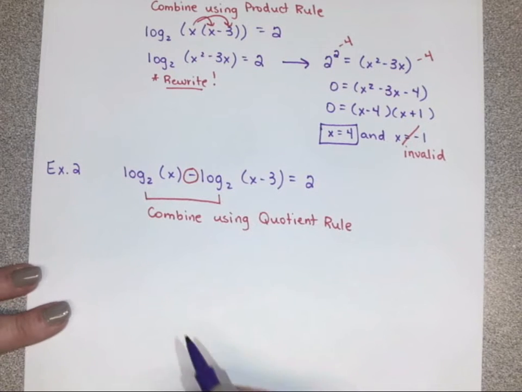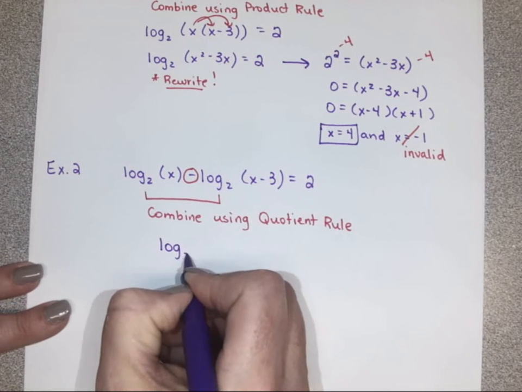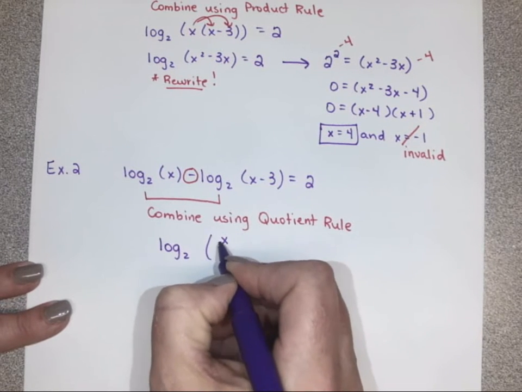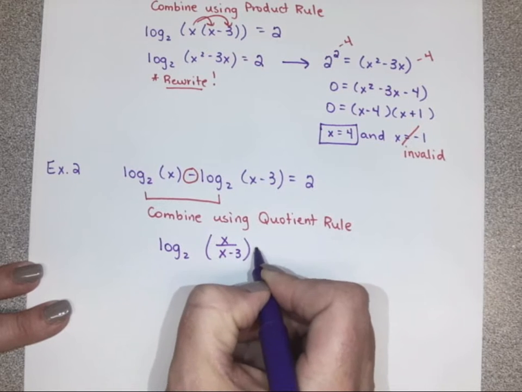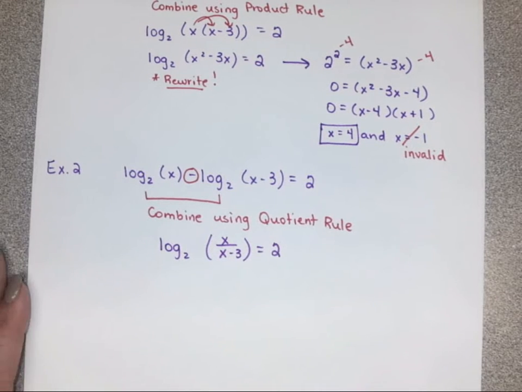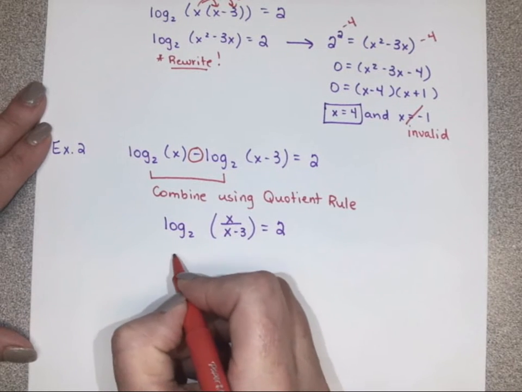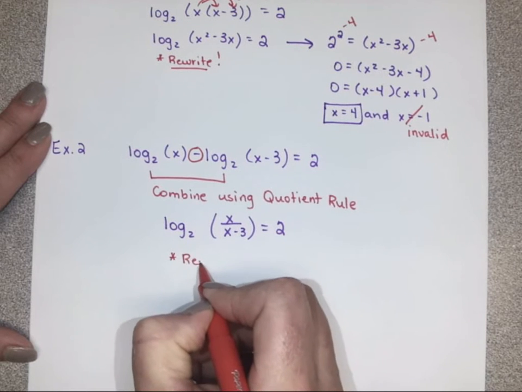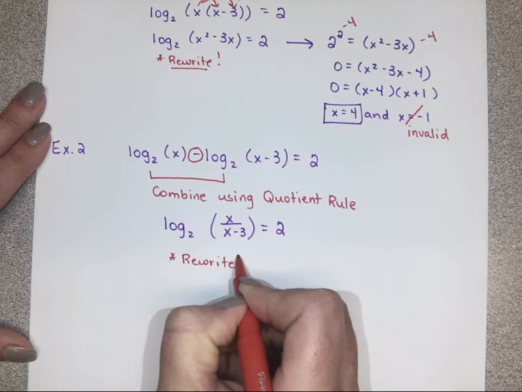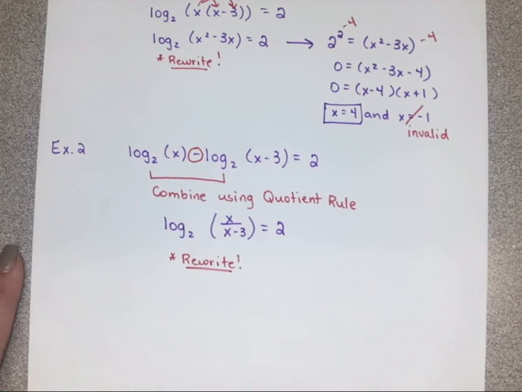So this is going to give me log base 2 of x divided by x minus 3 equals 2. Don't do anything goofy like try to cancel out the x's. You're not allowed to do that when you're adding and subtracting in a fraction. But you do need to remember the same thing that I just told you back in the example we just did. You've got to remember this step.